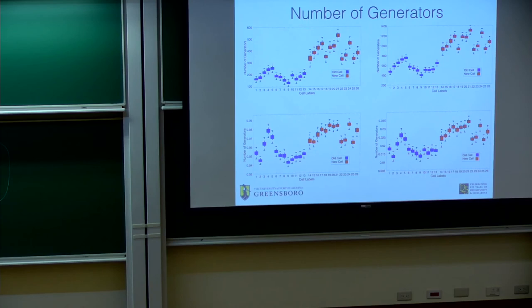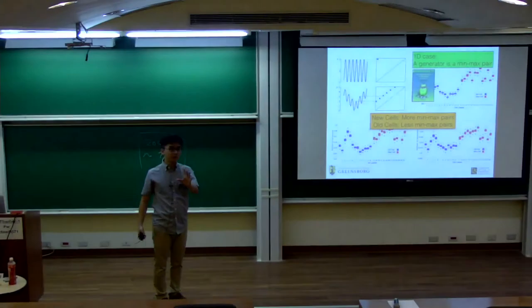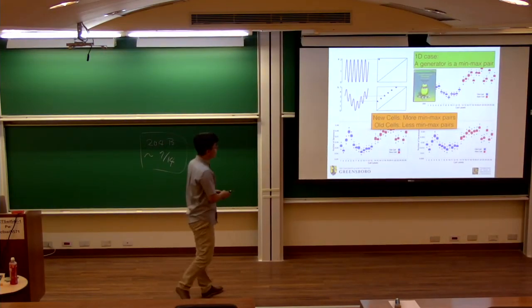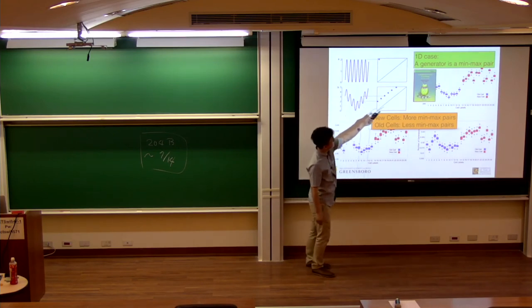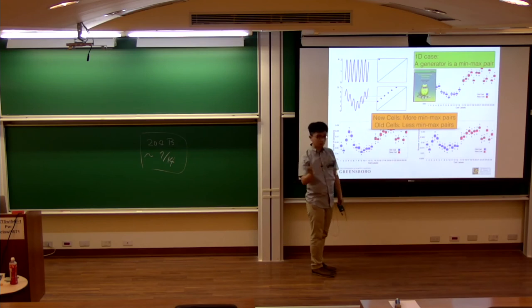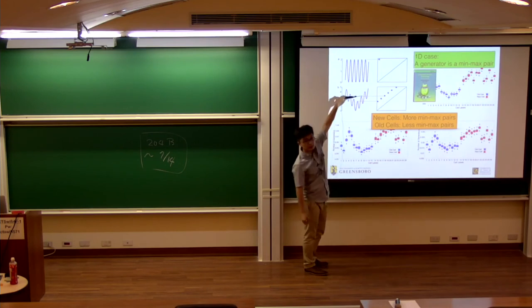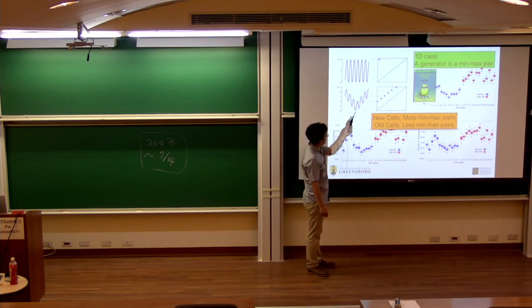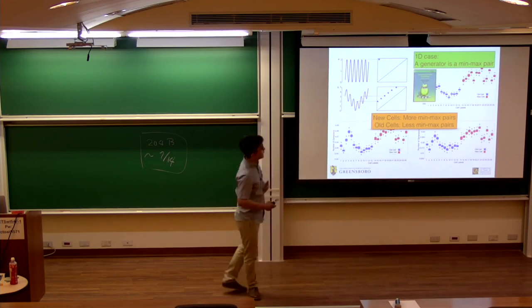So what does that mean, right? Well, if you think about the one-dimensional case, the 1D case, a generator really means a minimum-maximum pair, right? So if you look at here, how I calculate the persistent diagram, the sub-level set method, you have this ground level, you're moving up, that's how you can calculate a persistent diagram. So one min-max pair will refer to one point here, one min-max pair refers to another generator there, right?